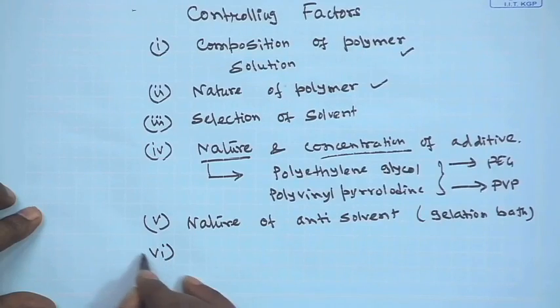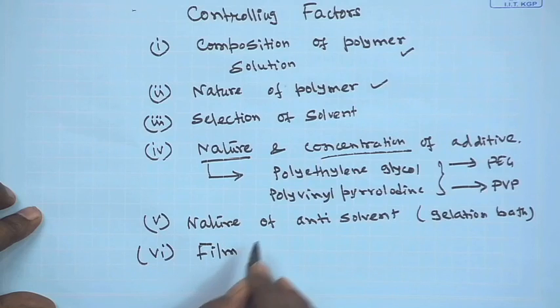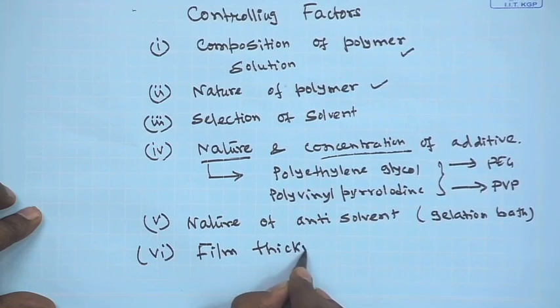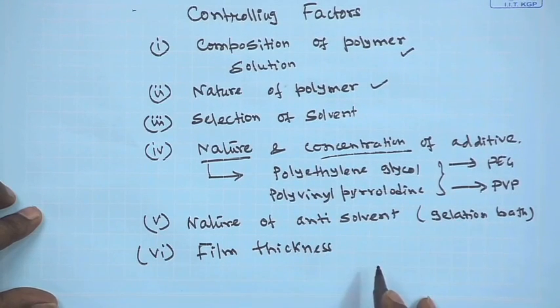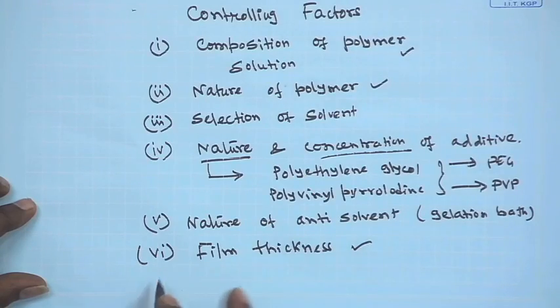Also, another important point is the film thickness, because if you have a film of shorter thickness, then the hydraulic resistance offered by the membrane against the solvent flux will be less, and one can expect a higher throughput of the process. If one goes for a larger film thickness, then the resistance against the solvent flux will be more, and the resultant throughput will be less. So, film thickness is also an important factor.